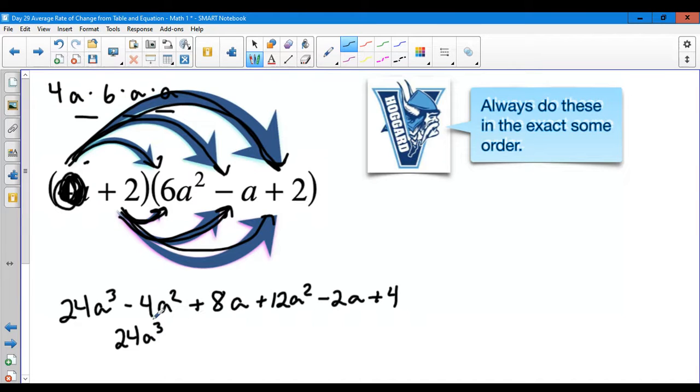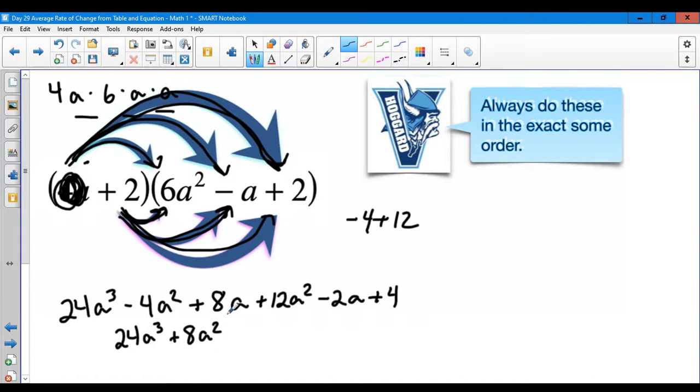Then I look at this negative 4a to the second power and this positive 12a to the second power, and I have to be able to get this right, which is 8, positive 8. So plus 8a squared.